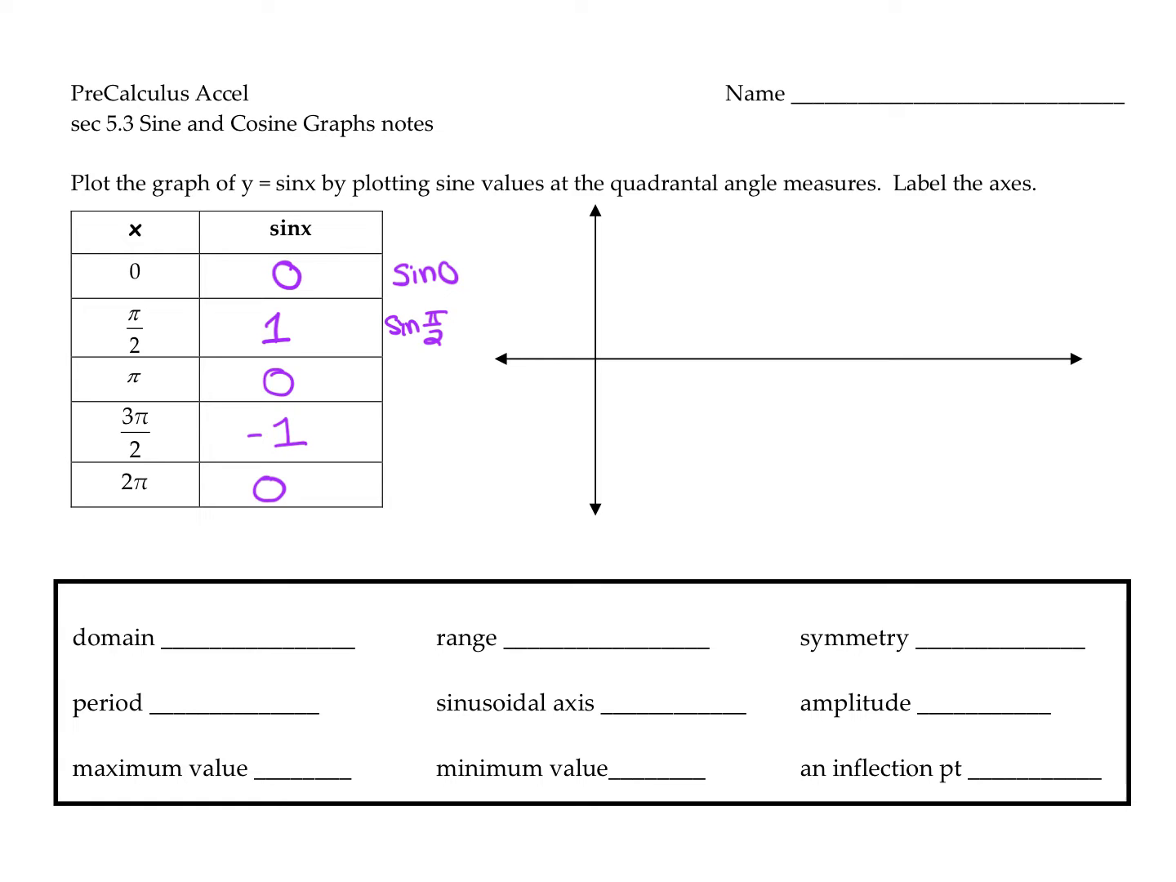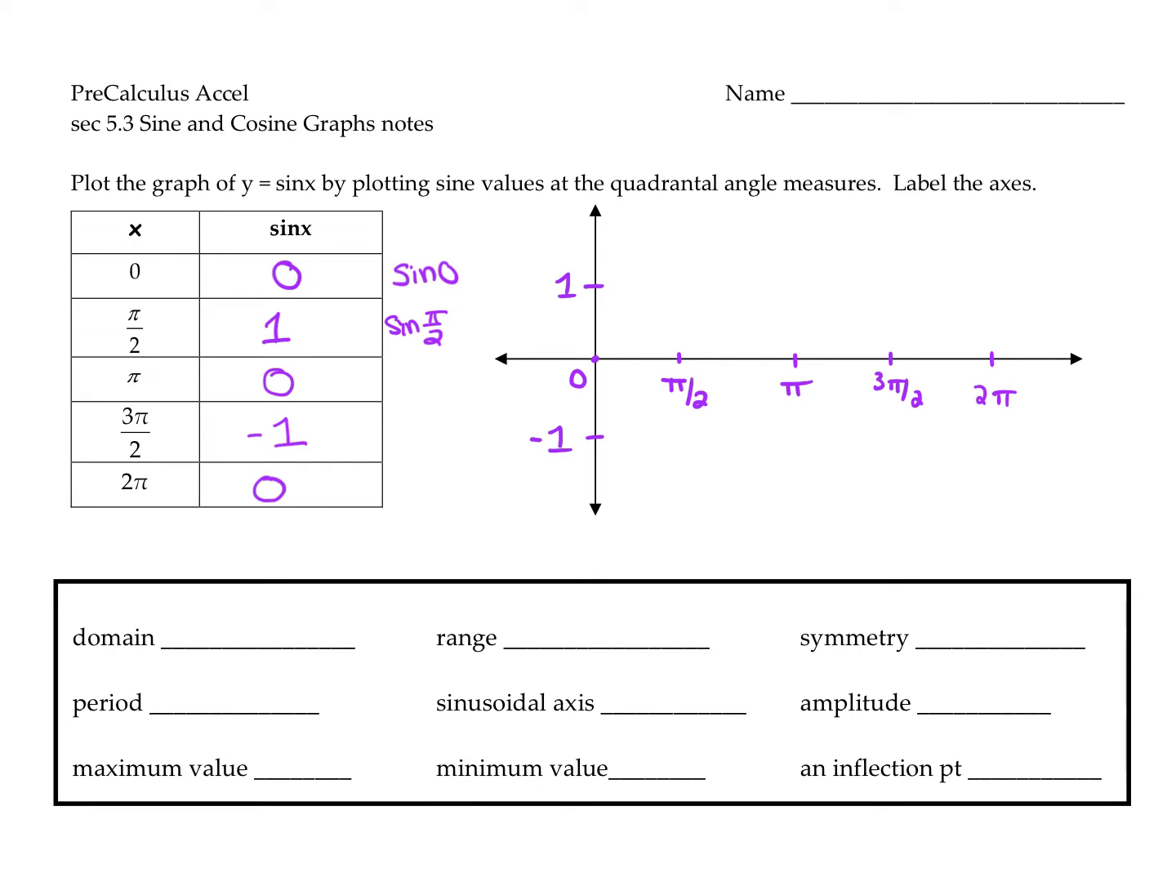Now I'm going to label my axes. So I'm going to label 0, 0. And I'm going to kind of space out my x values. So pi over 2, pi, 3 pi over 2, 2 pi. And then my y values vary between 0, 1, and negative 1.